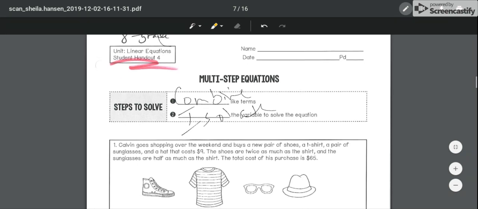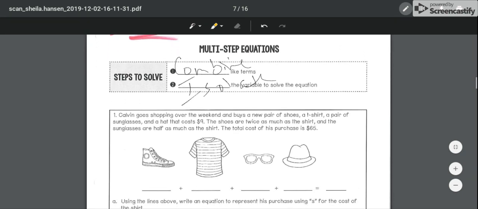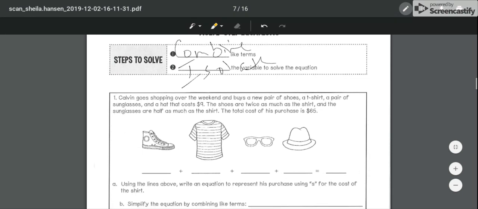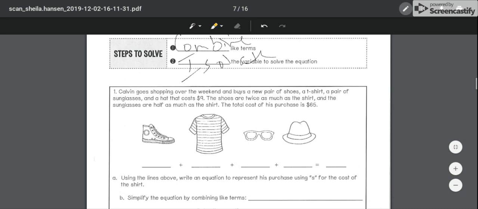Calvin goes shopping over the weekend and buys a new pair of shoes, a t-shirt, a pair of sunglasses, and a hat that costs $9. So we're going to put the 9 under the hat. The shoes are twice as much as the shirt, and the sunglasses are half as much as the shirt. The total cost is $65.